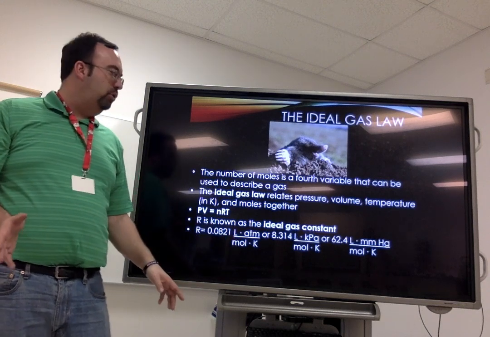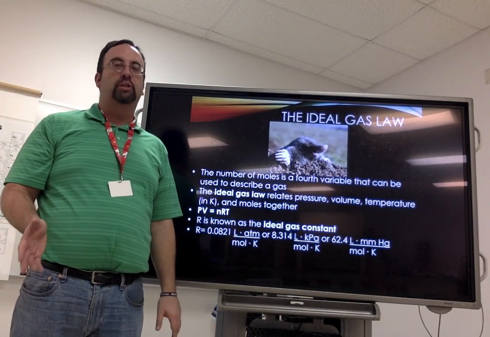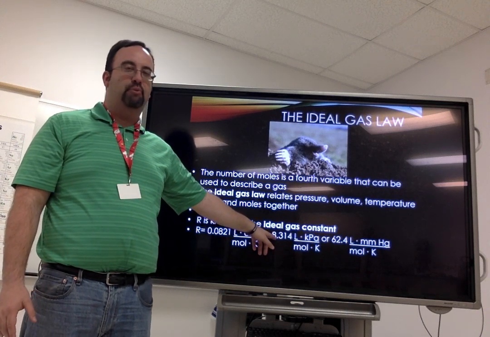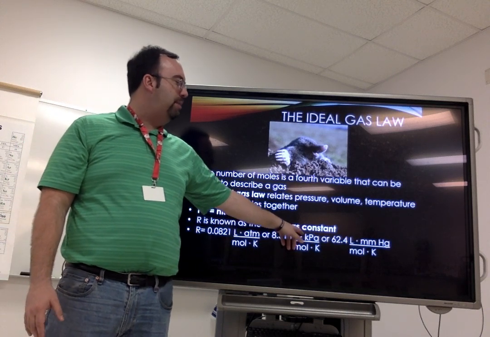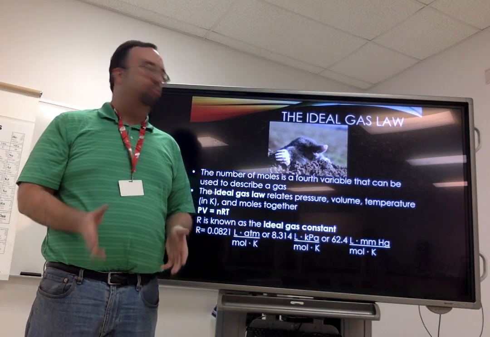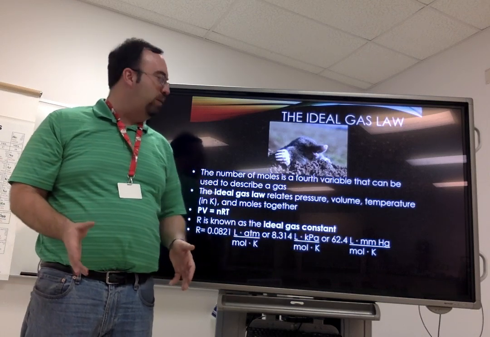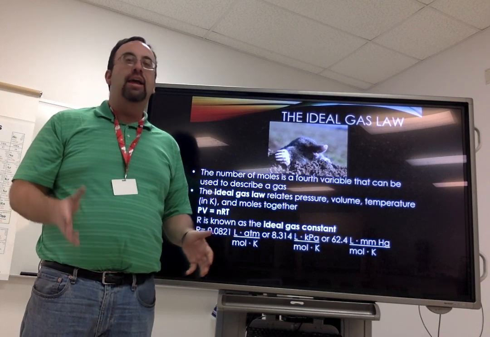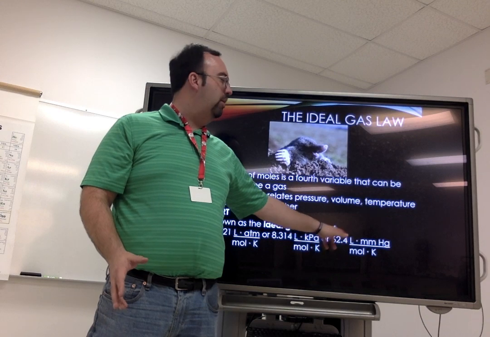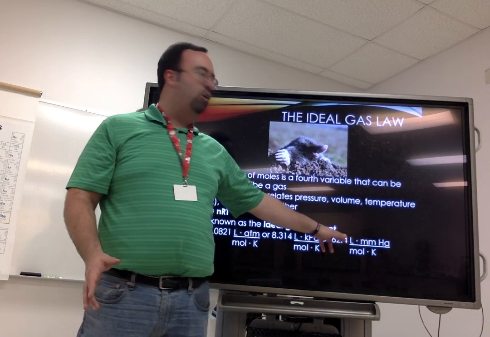If, however, we're looking at pressure in terms of kilopascals, kPa, the gas constant then is 8.314 liters kPa over mole K. If, however, we're looking at pressure in terms of millimeters of mercury, we have yet another gas constant. This is going to be 62.4 liters millimeters of mercury per mole K.